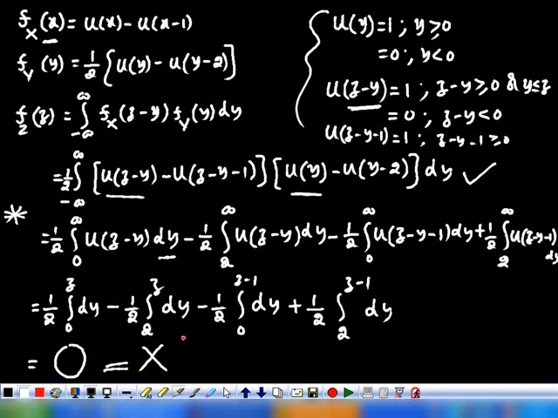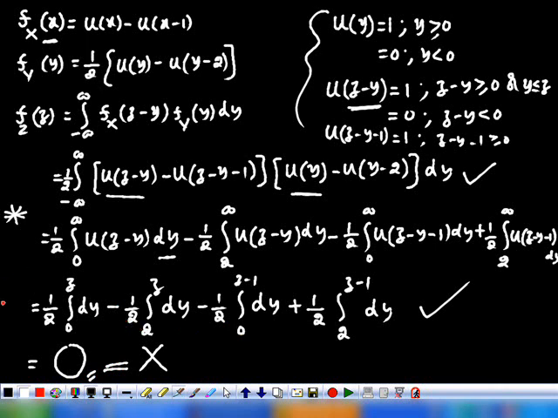That is not the correct answer. It should not be 0. Understood? But if you proceed in this way, up to this step, this is right. But from here onwards, you have to concentrate on the evaluation of the integrals. If you directly evaluate these integrals, definitely you will get a 0. Now, how do you do it?